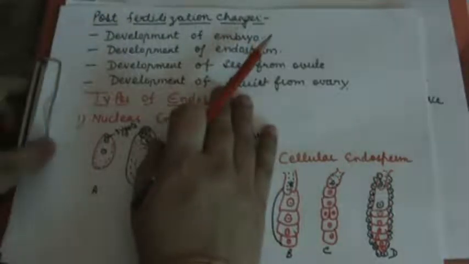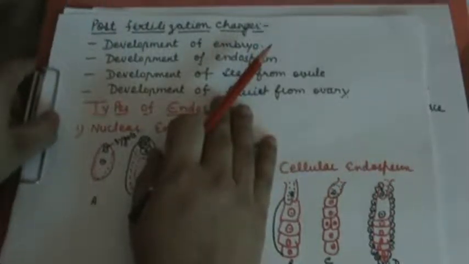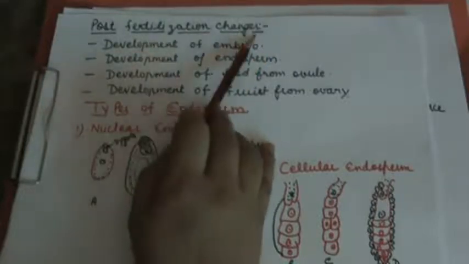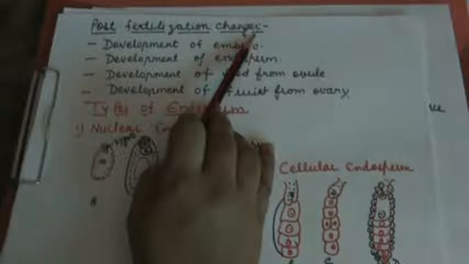Students, today we will continue our chapter 2, sexual reproduction in angiosperms. Yesterday we discussed up to fertilization. Today we will discuss post-fertilization changes, means what happens after the fertilization.